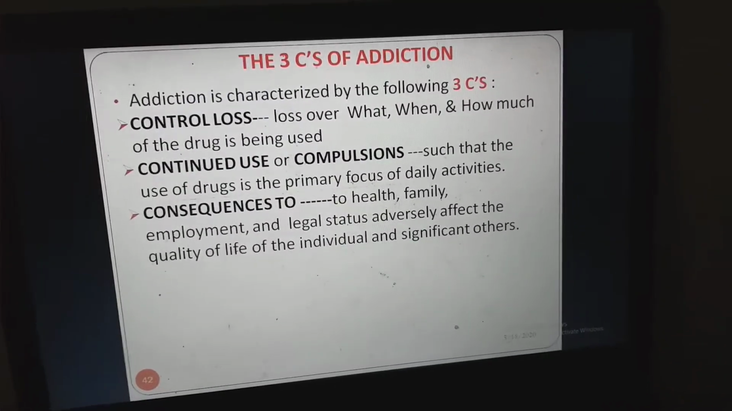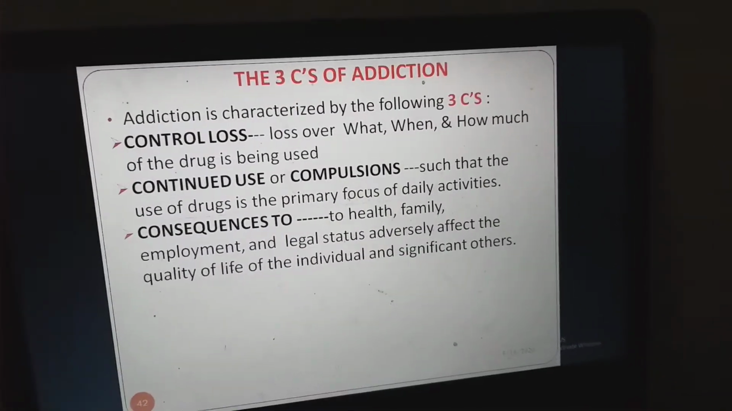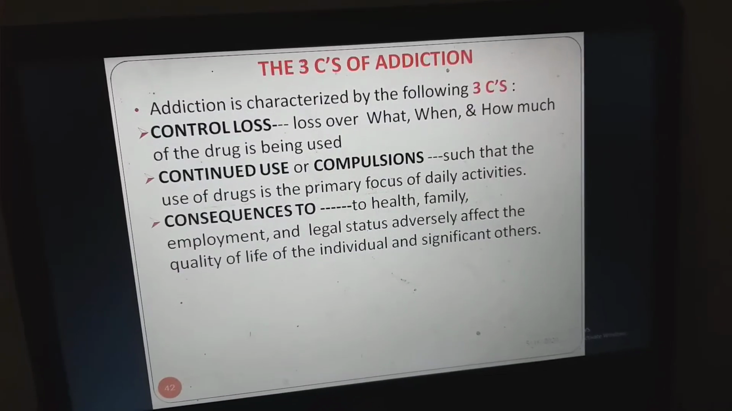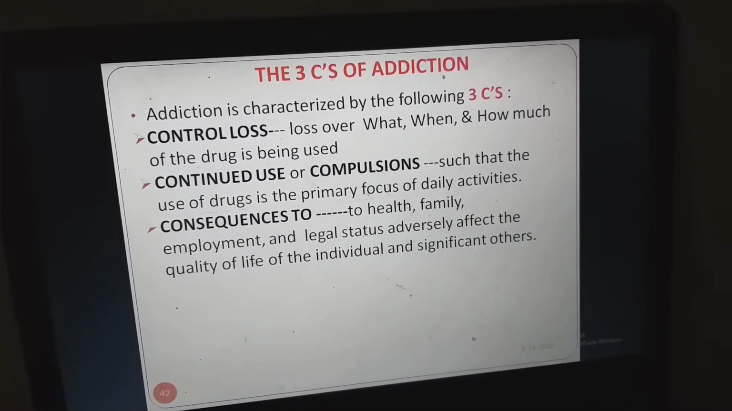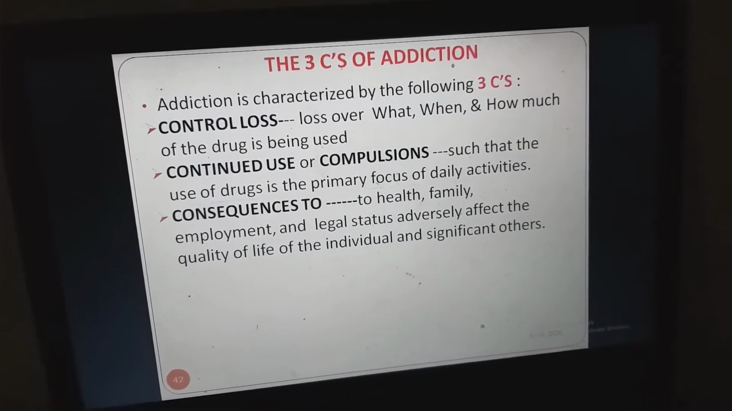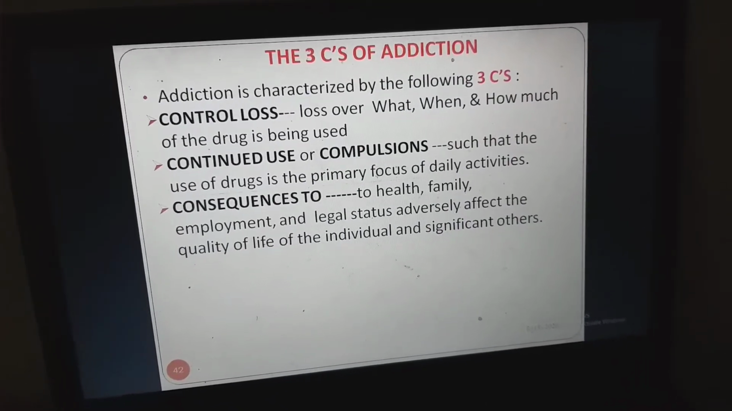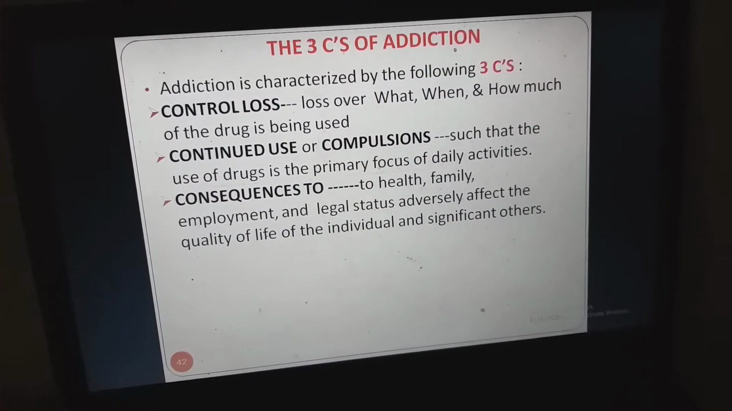What are the 3 C's of addiction? What are these 3? C means the word starts with C. One is control loss, the other is continued use or compulsion, the other is consequences.